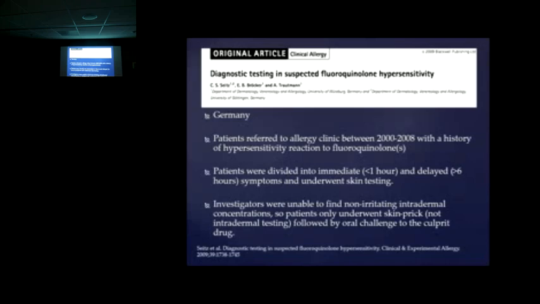So in this study, they actually said that they weren't able to find non-irritating concentrations. They didn't say which concentrations they tried, but they said that they weren't able to find non-irritating concentrations. They didn't even do intradermal testing. They only did skin prick testing and then oral challenge.